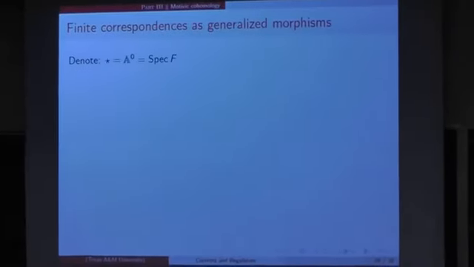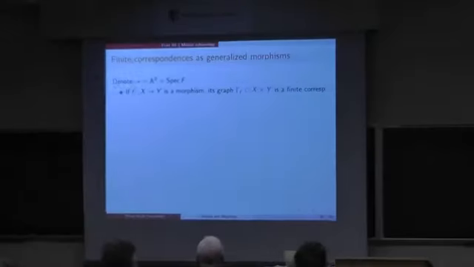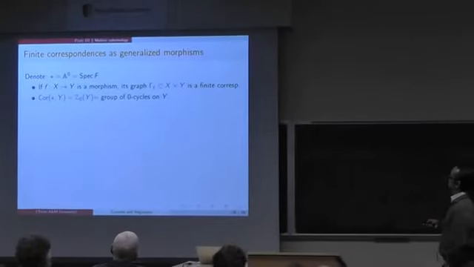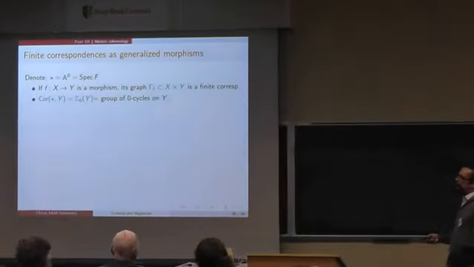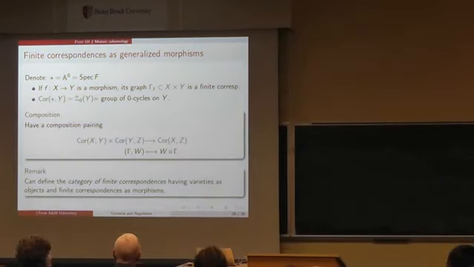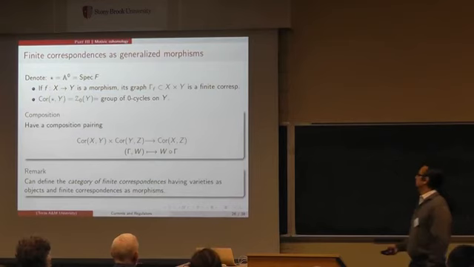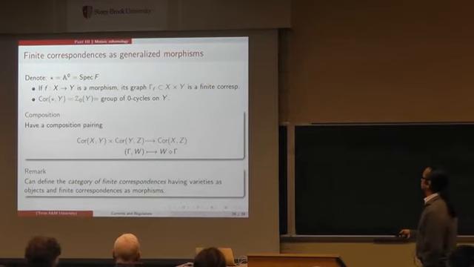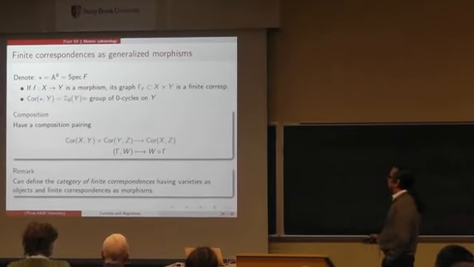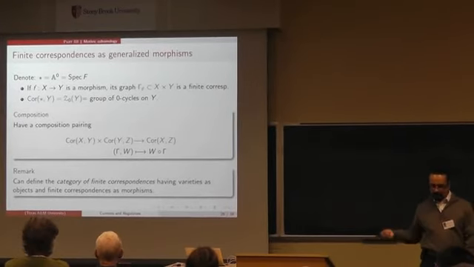For example, the graph is a finite correspondence. The correspondence from a point to Y is just zero cycles on Y. And we have a composition pairing defined in exactly the same manner using intersection theory. So you can define the same category of finite correspondences as we had before. That's what Voevodsky did.